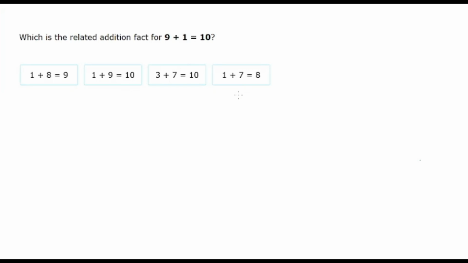So the way to do this is to know what is a related addition fact. So basically, if you add two numbers in either order, you will get the same result. This is a related addition fact, and they use the same numbers.